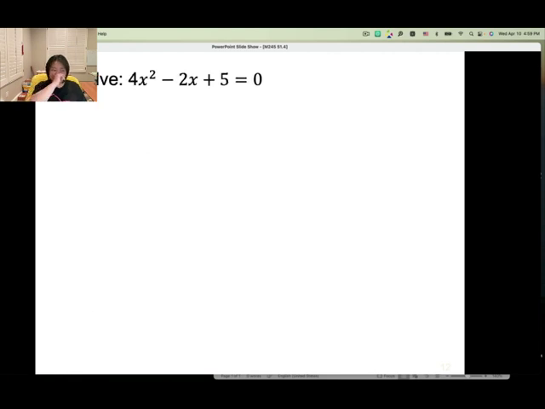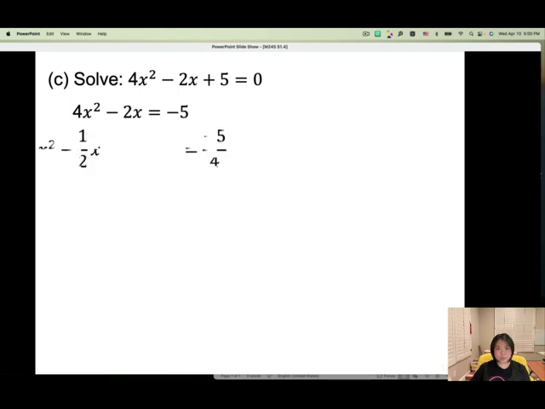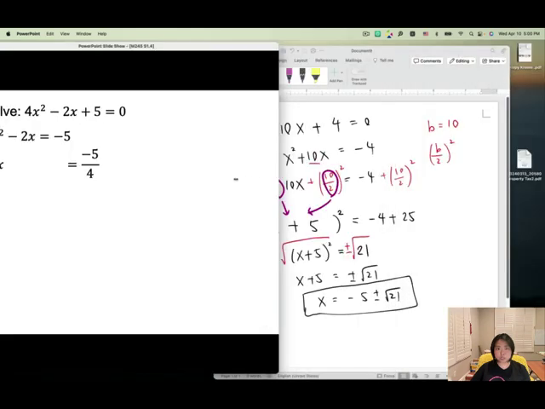Okay, C. Try to do it by yourself. Make sure you have the positive 1 on the coefficient of x squared. Okay, first, subtract 5 from both sides and then divide by 4. This time your b will become 1/2. So 1/2 divided by 2. Okay, let's do it together here.